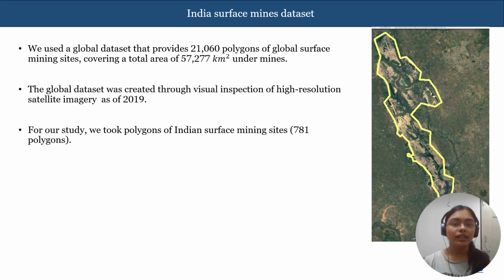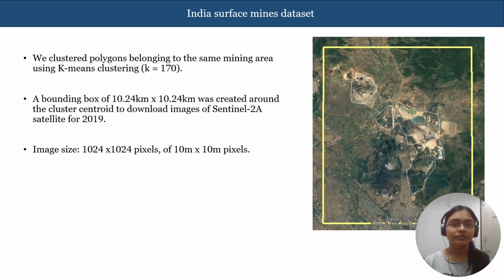We used a global dataset of surface polygons, which was created by manual delineation of mining sites using high-resolution satellite imagery. We took Indian surface mining sites for our study. We clustered the polygons belonging to the same mining area and from each cluster centroid we drew a bounding box of 10.24 km by 10.24 km to download images. We downloaded Sentinel-2A images for 2019, where each image size was 1024 by 1024 pixels.